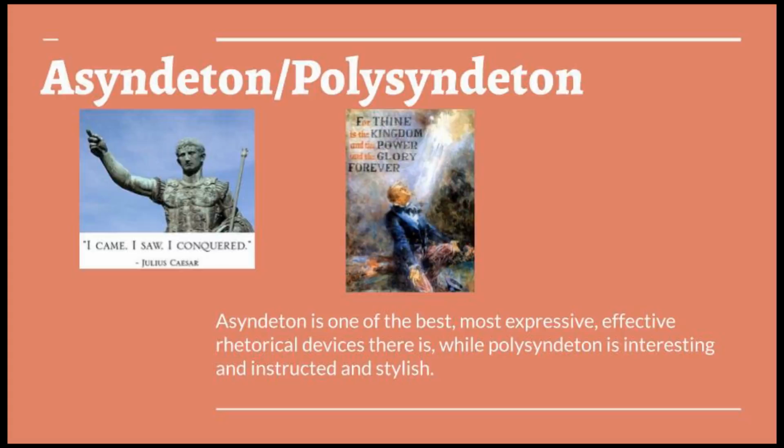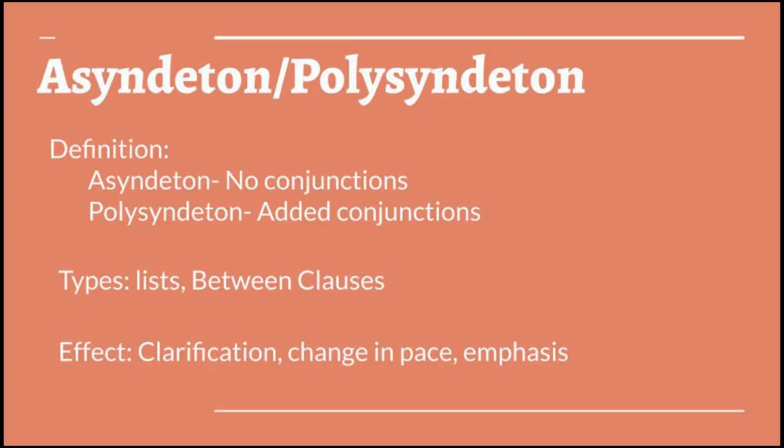Asyndeton and polysyndeton. What are they? Well, asyndeton is the absence of conjunctions within a sentence. Polysyndeton is the exact opposite, where there are conjunctions within the sentence, a multitude of them. In both, you would use them when you have lists or just between clauses. The effect depends, but it's usually for clarification or changing the pace of your sentences, also allowing emphasis on the ideas you present within your sentences.